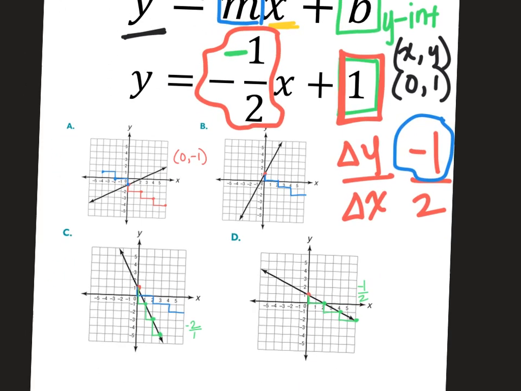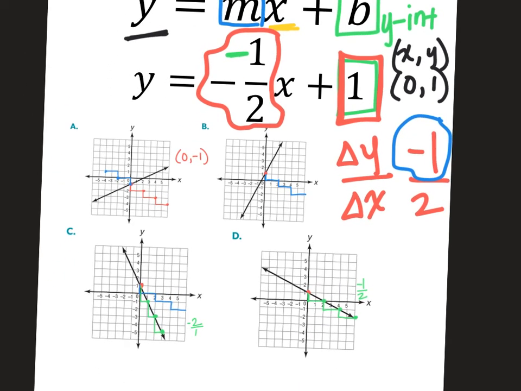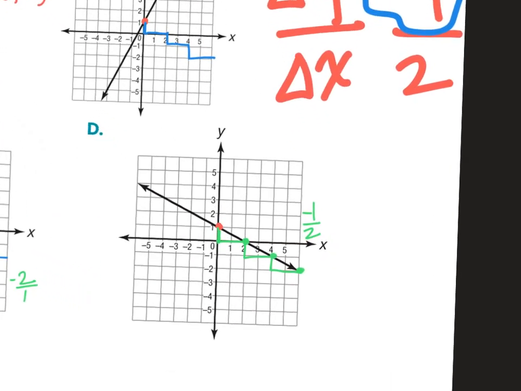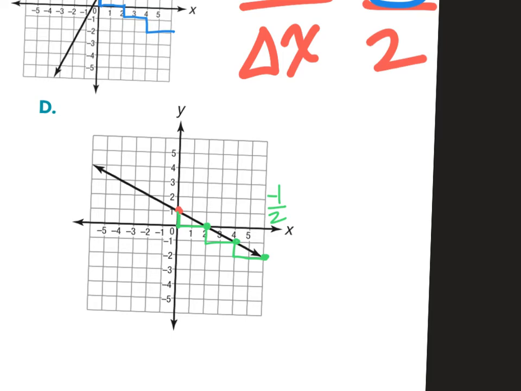So we got rid of A. Then we had B, C, and D left. From B, C, and D, we had to look to see which one had a rate of change of negative 1/2. And the way that you do it is just by counting. You don't have to do any math, right? But I'm going to show you what the math would look like if you want to do the math, because the counting part doesn't make sense to you, right?